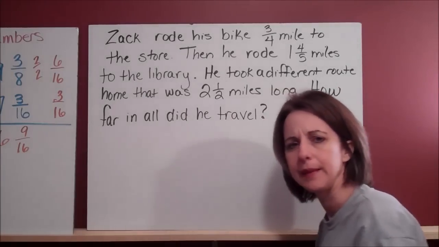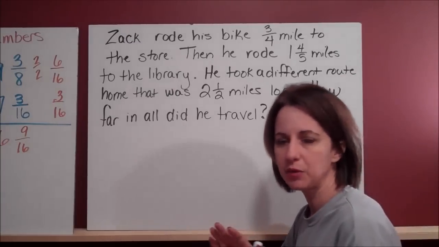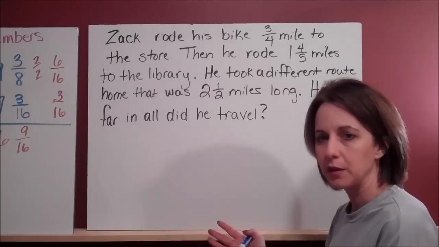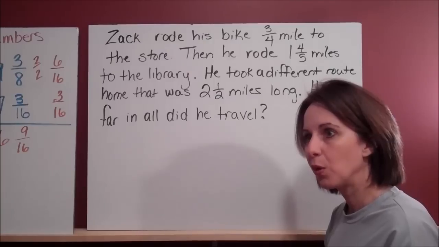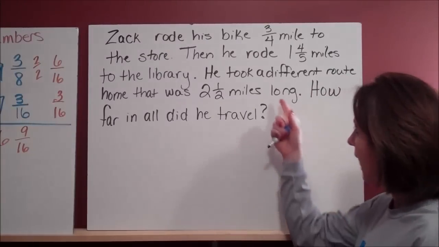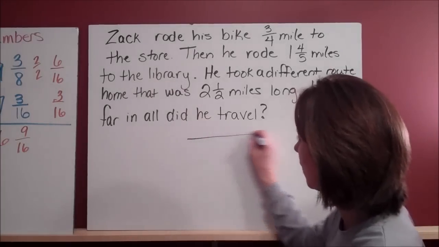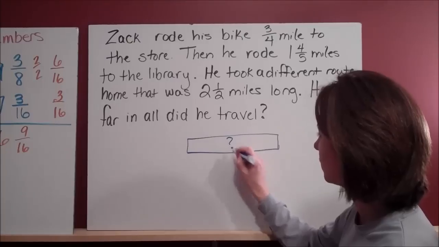If you'll remember at the beginning of the year when we did thinking blocks, you are going to use the same strategies for problem solving here. Your first question is, do I know the total? Do I know the whole? Or do I know the parts? And in this case, how far in all did he travel means that we don't know the total. So this is where the question mark is.